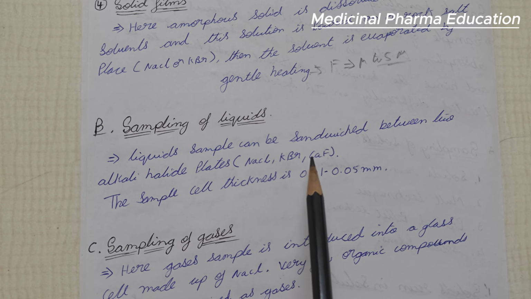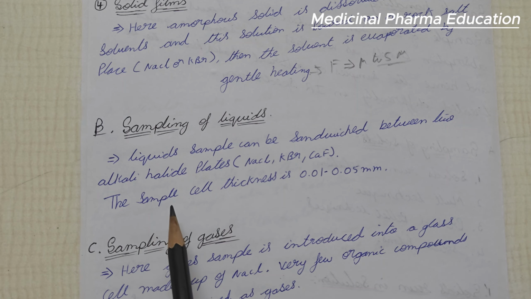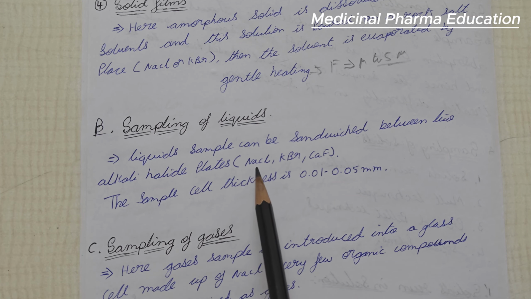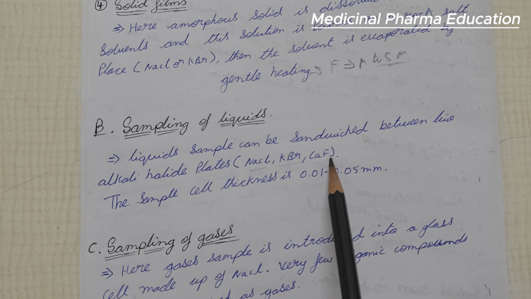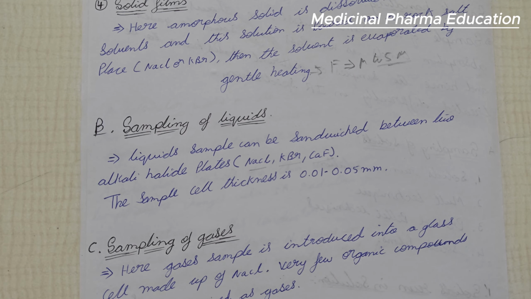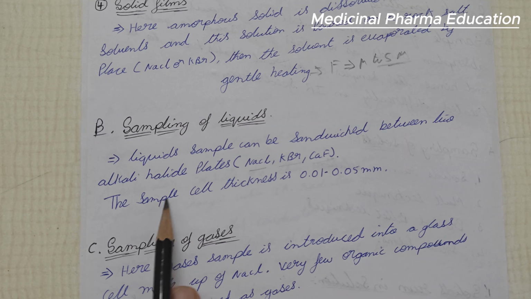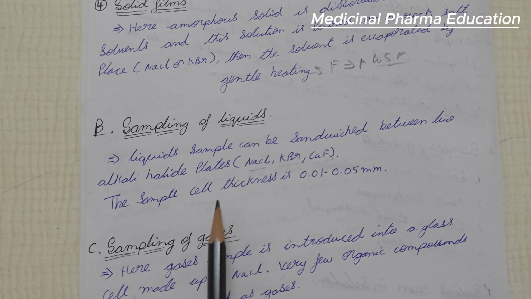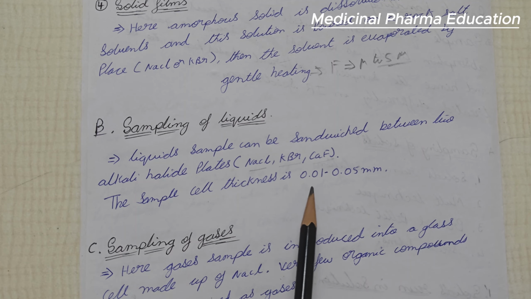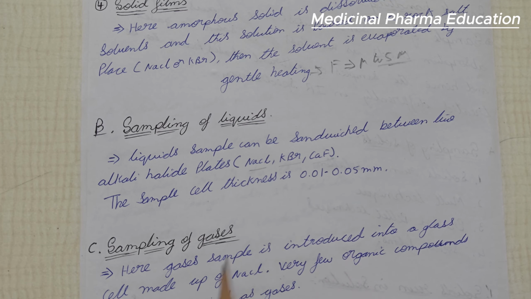Liquid samples can be sandwiched between two alkaline metal discs, for example sodium chloride, potassium bromide, and calcium fluoride. By squeezing the liquid sample between the alkaline metal plates, they are detected. The sample cell thickness should be 0.01 to 0.05 millimeter.